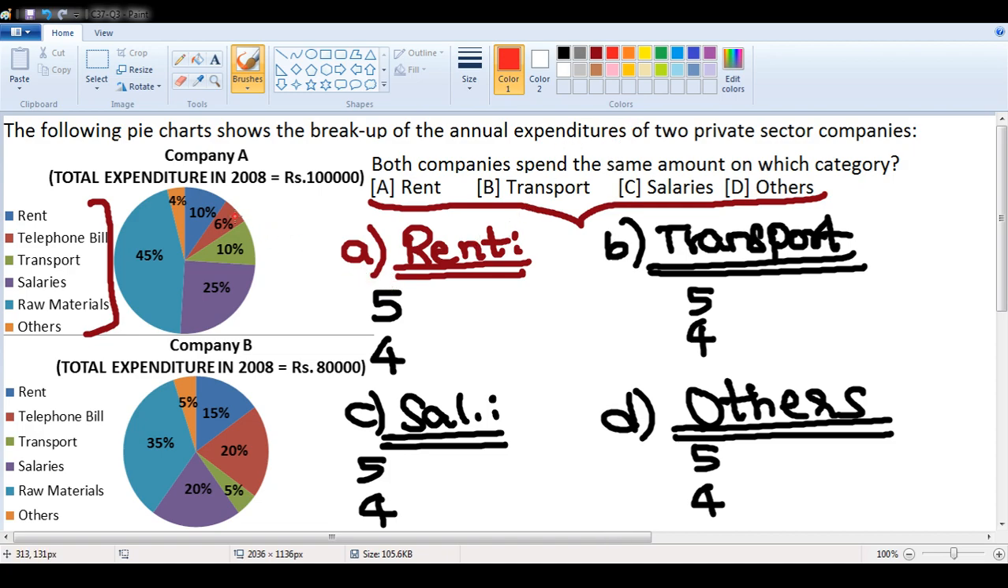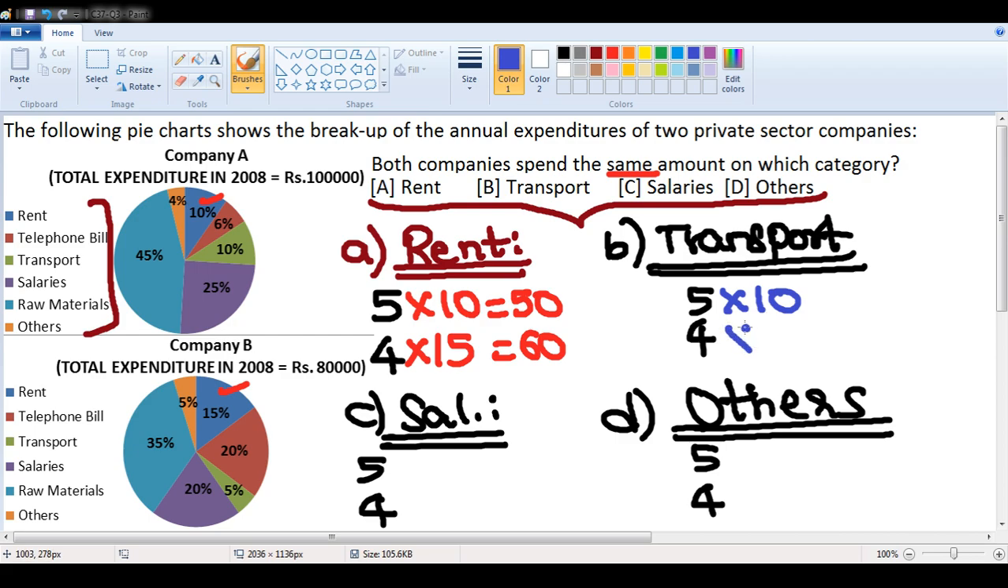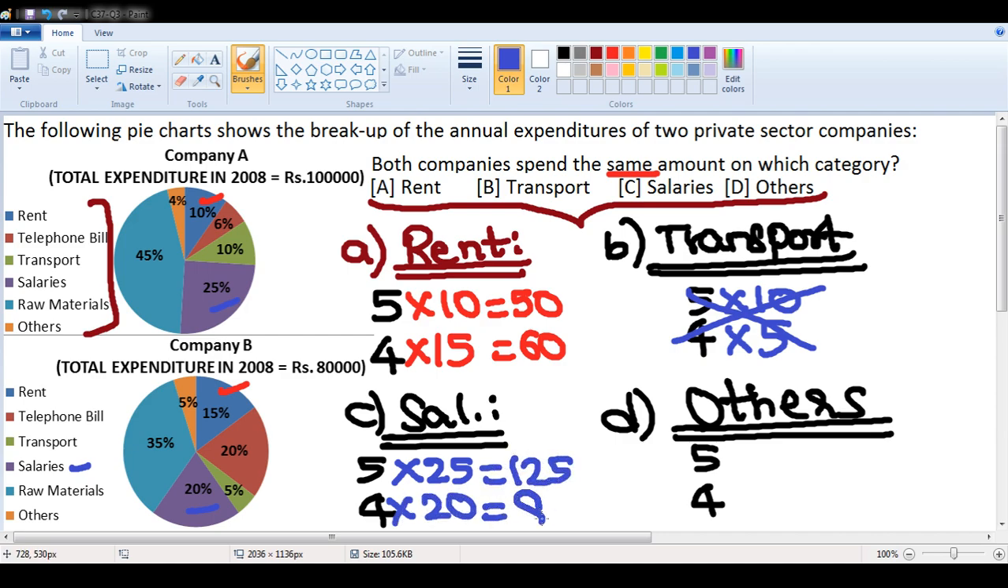Rent, what is rent mentioned in the diagram? Rent is 10 percentage, so it is 5 into 10. Here rent mentioned is 15, 4 into 15. 5 into 10 and 4 into 15 are not equal, but the question says they should be equal, so it is ruled out. Second one, transport is green color, it is 5 into 10, here it is 4 into 5, 50 and 20 are not equal. Salaries is nothing but purple color, here it is 25, here it is 20, 5 into 25, 4 into 20, 125 and 80, they are not equal.